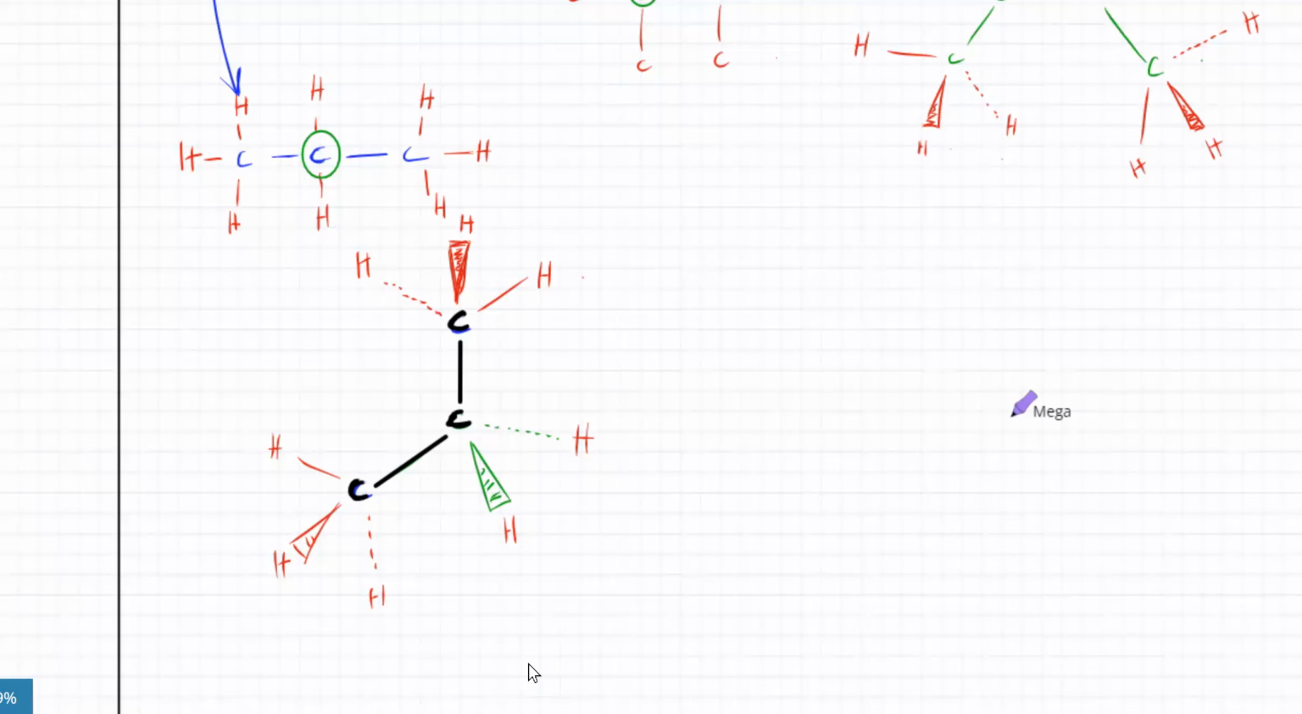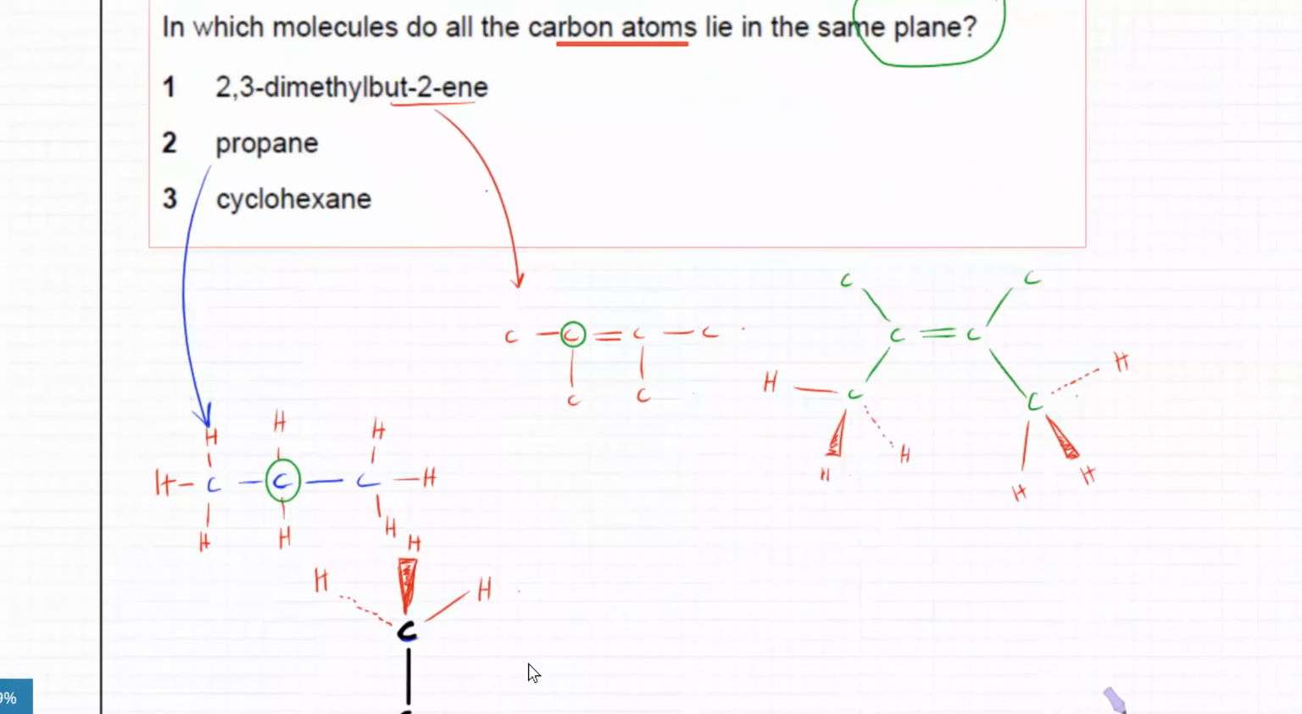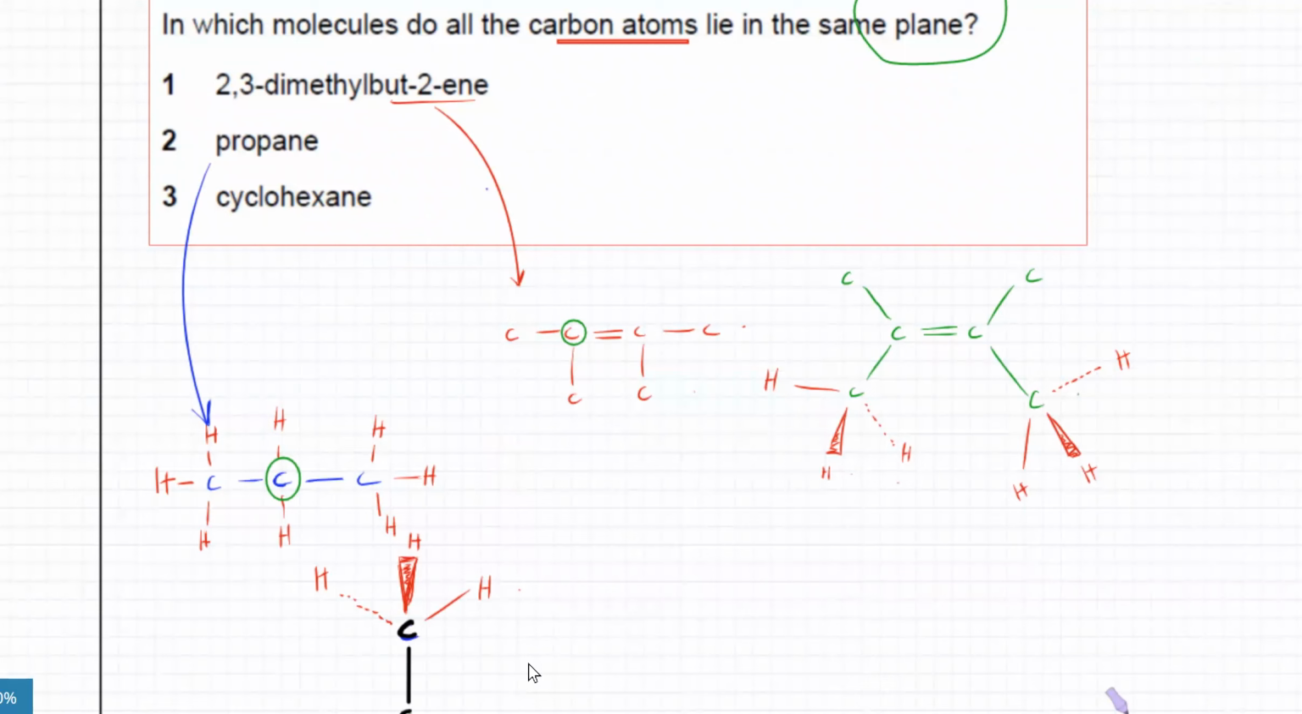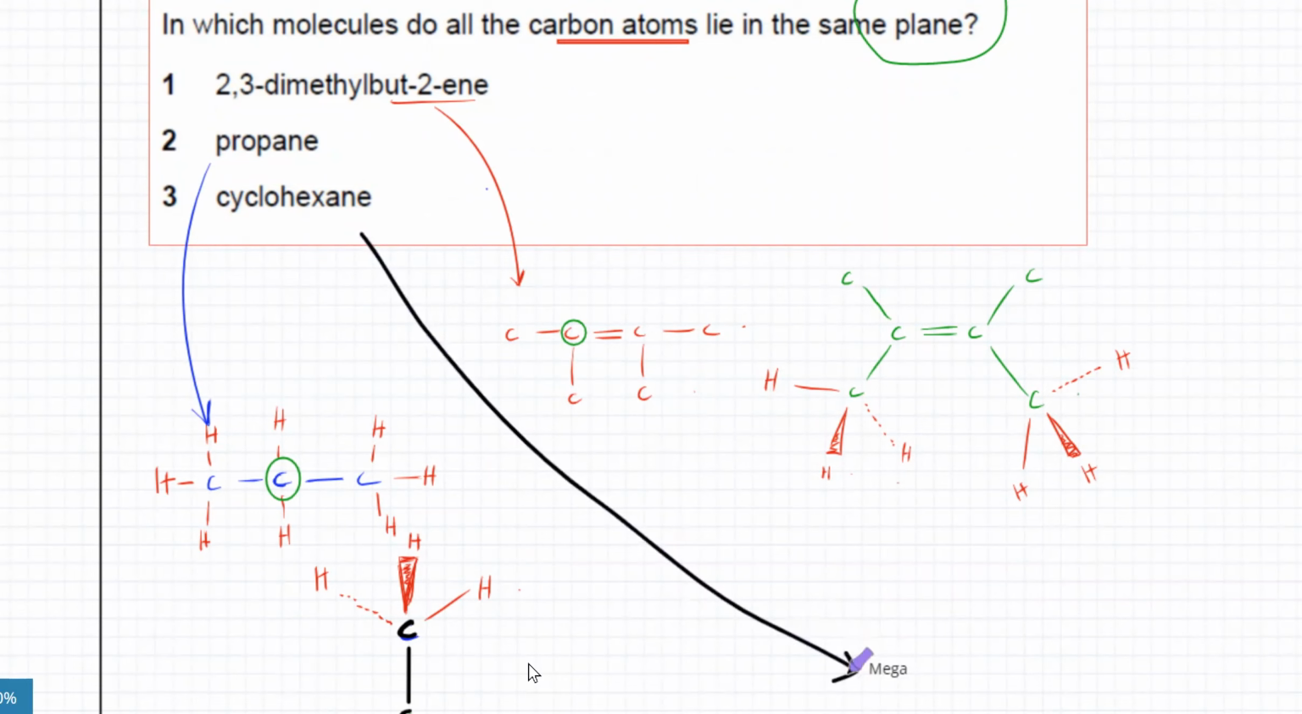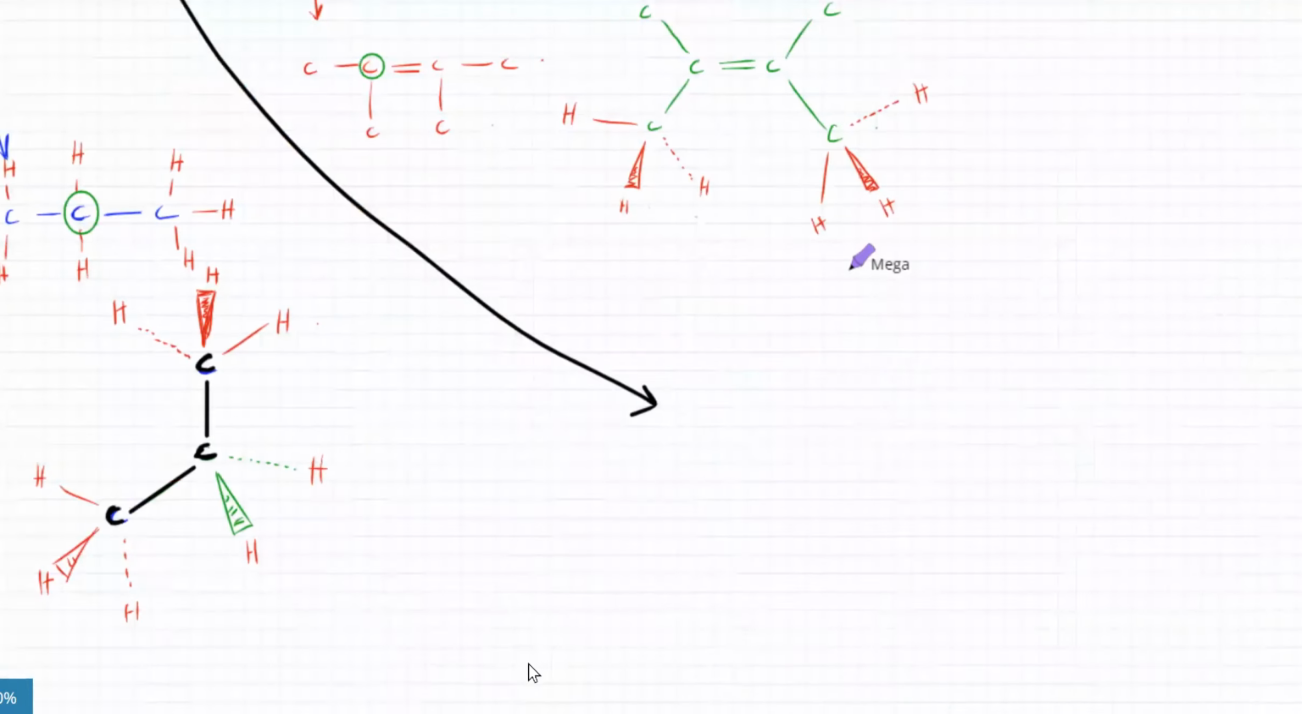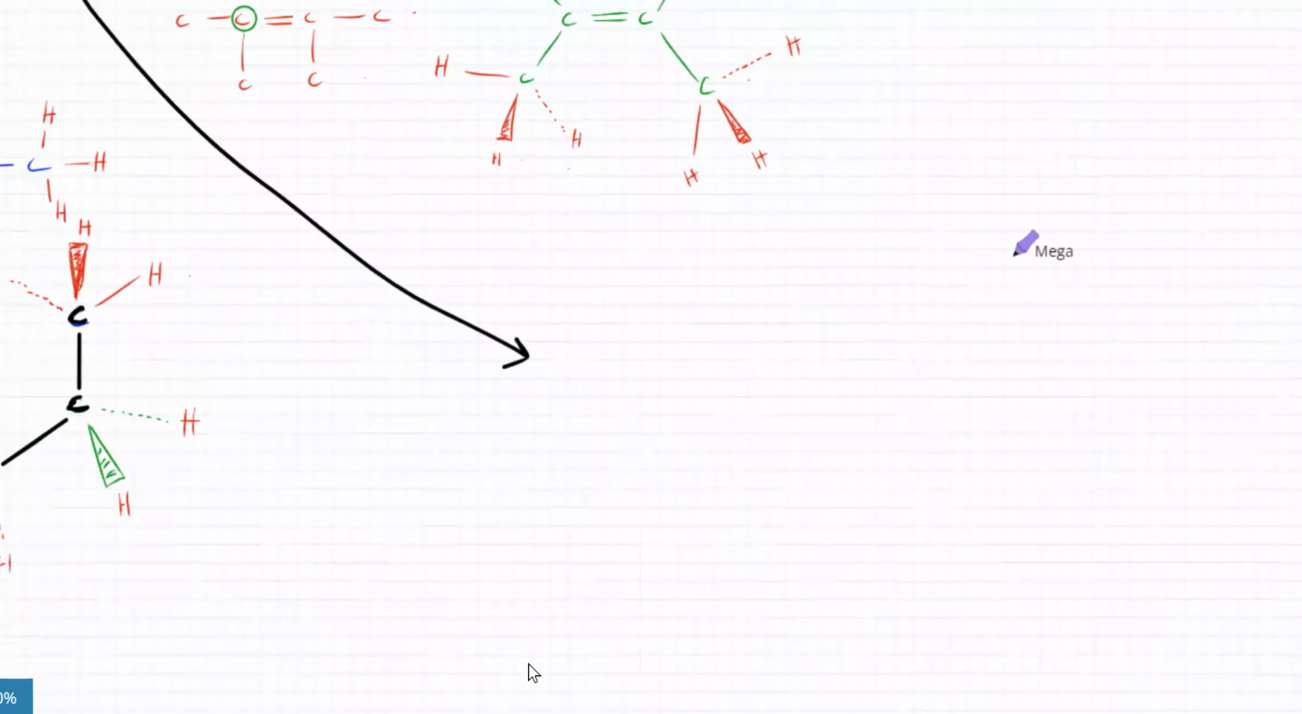So the last one is the trickiest. Remember, this whole question was tricky because it wasn't talking about the shape of the entire molecule, just the shape of very specific atoms. The last one is the difficult one. It's cyclohexane. So you have to understand this a bit. Cyclohexane is this molecule.